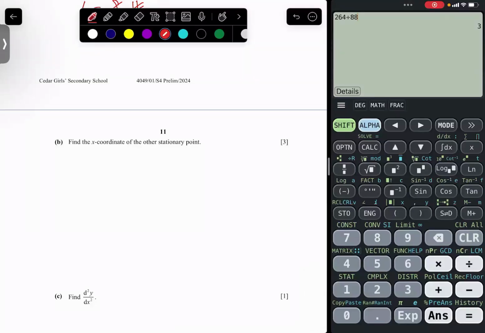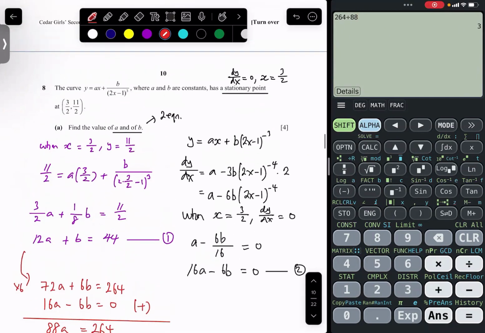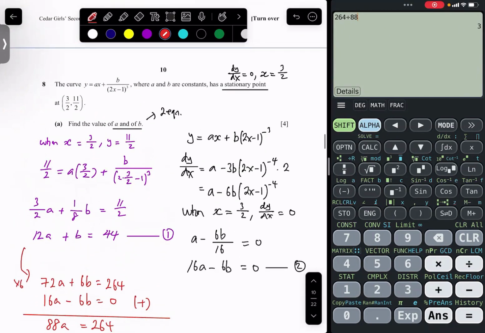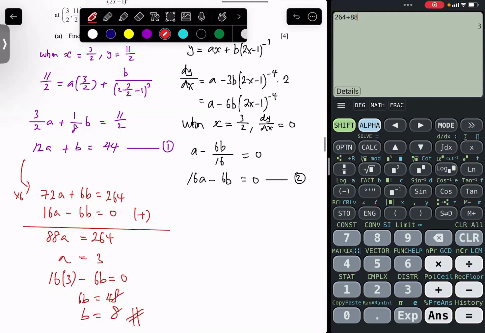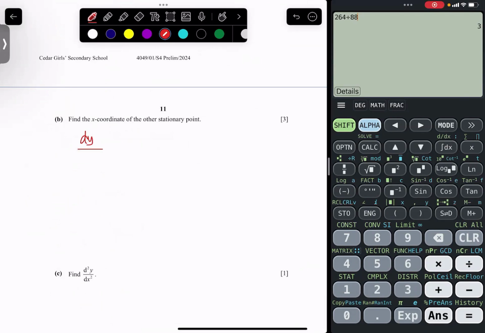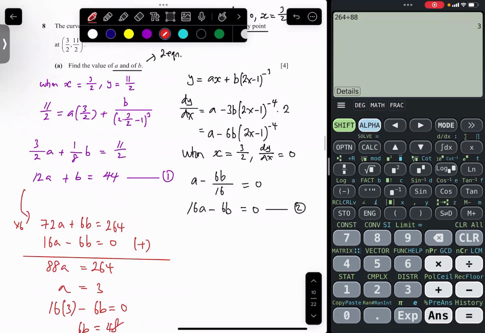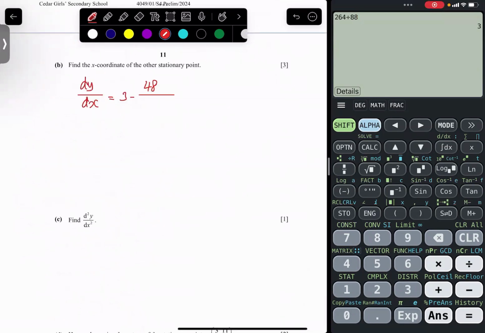Let's find the x coordinate of the other stationary point. When dy/dx equals 0, dy/dx equals a minus 6b over (2x minus 1) to the power of 4. So a is 3, and 6b is 48. So dy/dx equals 3 minus 48 over (2x minus 1) to the power of 4. Now dy/dx equals 0, so we have 48 over (2x minus 1) to the power of 4 equals 3.